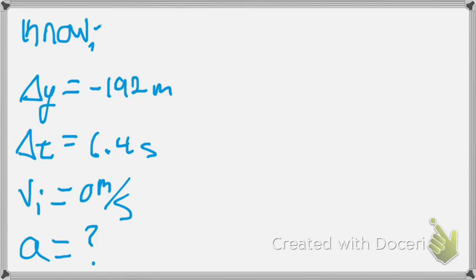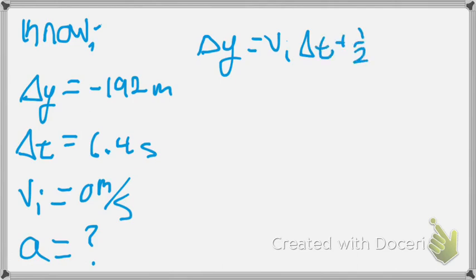I totally can. The equation I would use is our lovely change in y equals velocity initial times change in time plus 1/2 acceleration times change in time squared. Okay, what we have to do is rearrange this equation to solve for acceleration instead of solving for change in y.